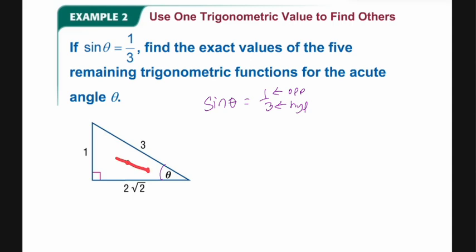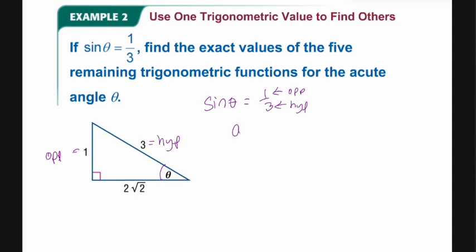Please make the opposite 1 and your hypotenuse 3. So that's the first step you want to take. You want to physically make a triangle where the opposite is 1 and the hypotenuse is 3. So then that allows us to find the missing side. So that would be a missing leg.